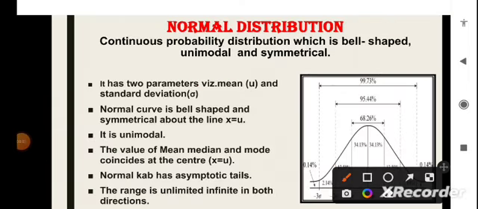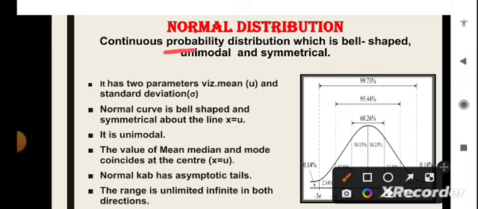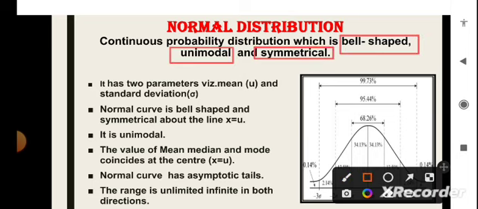Before starting normal distribution, first of all we should know what is statistical distribution. Statistical distribution is also known as probability distribution, and it helps us to describe how the data are distributed in any field or experiment. Normal distribution is one of the most important statistical distributions. It is a continuous probability distribution which is bell-shaped, unimodal and symmetrical.